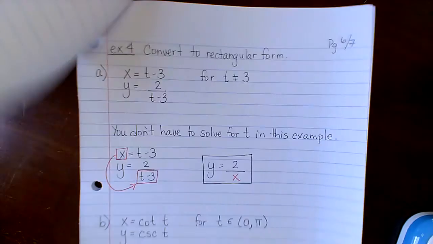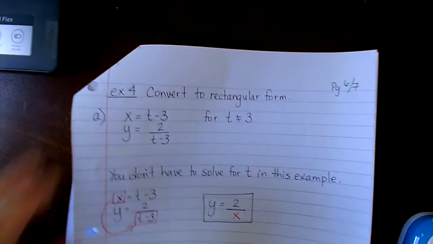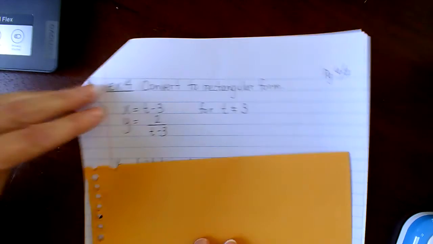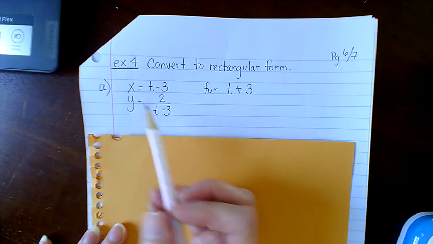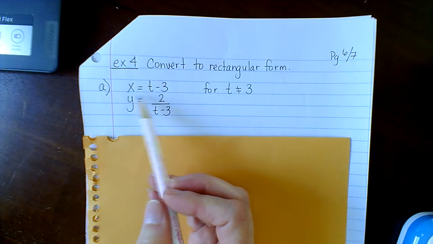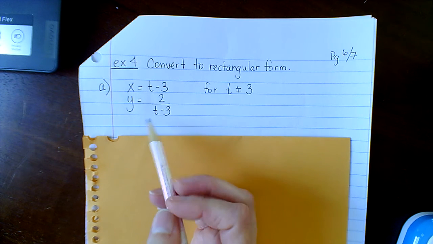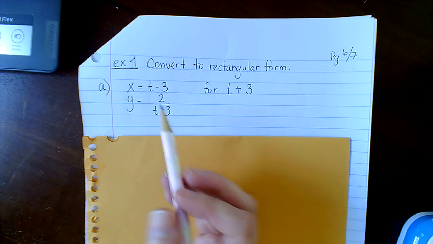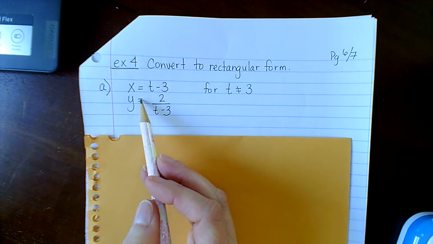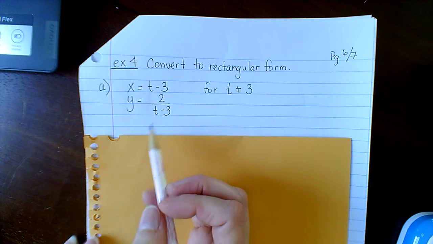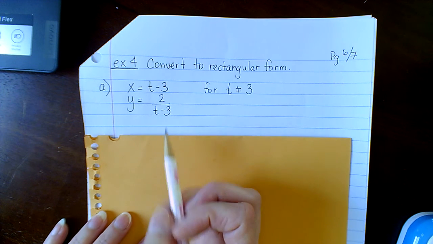Okay, so let's do some more where we have to convert to rectangular form. Now you'll notice that sometimes I write x equals, sometimes I write x of t. It really does not matter. Sometimes I just drop that x of t notation because I'm just lazy. I think it's just kind of cumbersome to write. That's all.